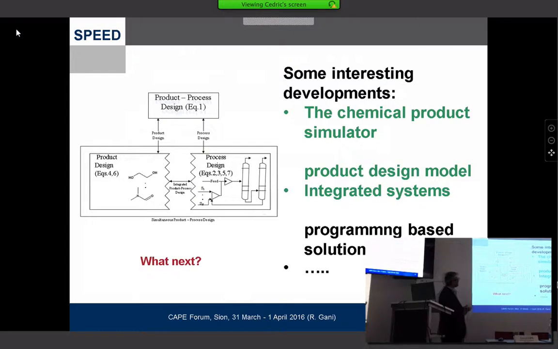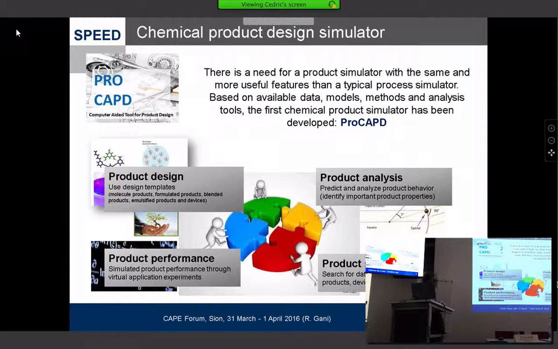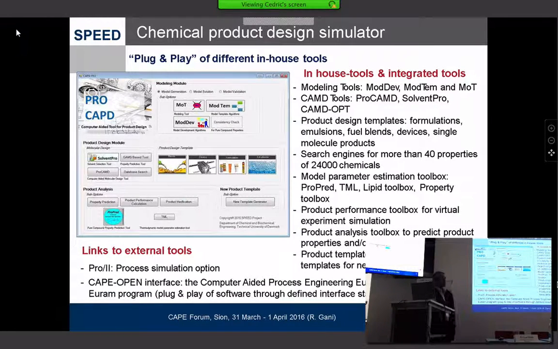Okay, some other interesting developments, the chemical product simulator. So all these things I'm talking about, we can think of just like a process simulator. Can we think of a product simulator where you can put in your product information and calculate all the functions, the properties, even design the product and things like that? So we have made the first prototype of that. We call it ProCAPD. It can do product design, analysis, search, performance, all these options. And this is how the prototype screen looks.